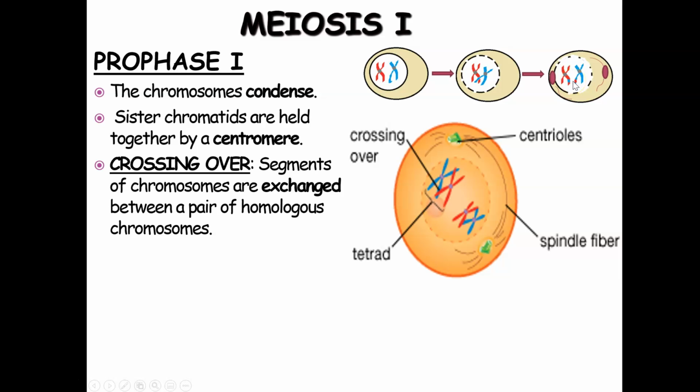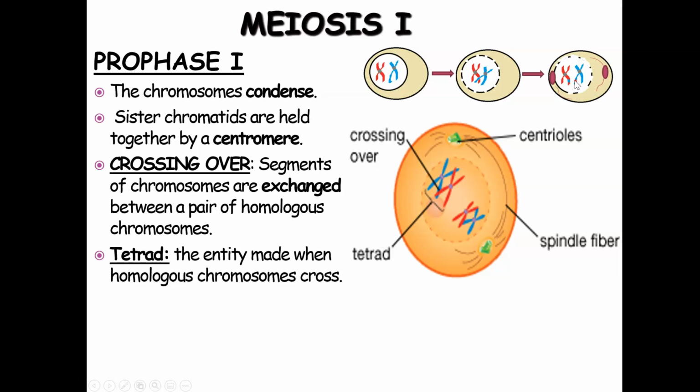The fusion happens, and you have a little bit of this part of the chromosome on the blue one, and from the blue chromosome you have parts of the blue chromosome on the red chromosome. So now they're not exactly the same anymore. The tetrad is the entity made when homologous chromosomes cross.